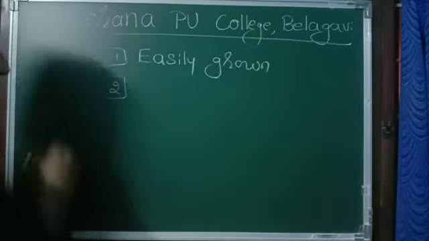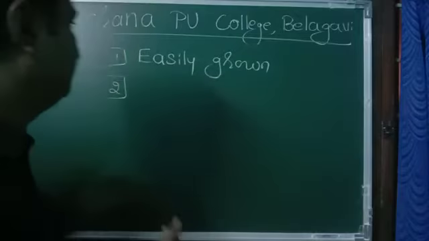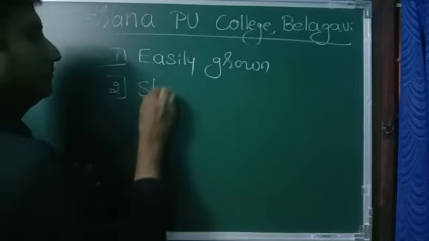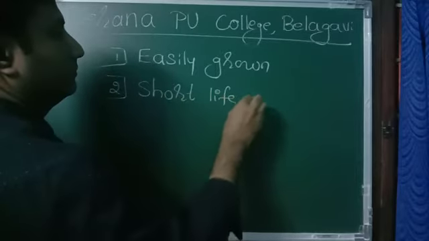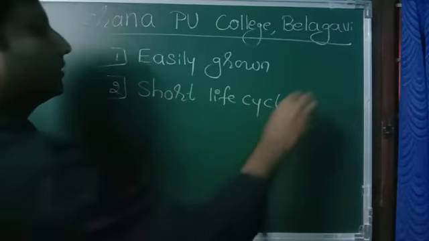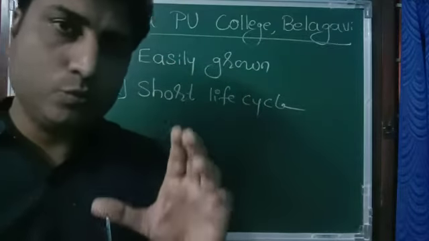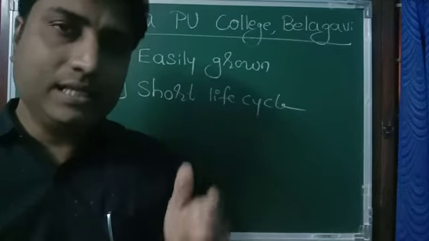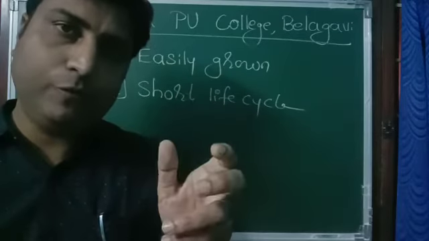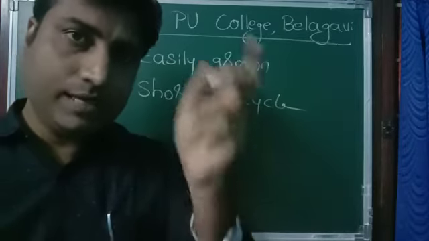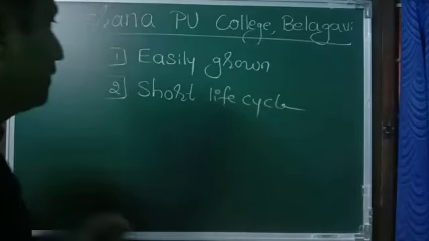Point number 2: it has a very short life cycle. What's the benefit of having a short life cycle? When the life cycle is very short, it grows quickly, produces flowers, we get fruit and seed, we can sow that seed and we can see what will happen in the next generation.